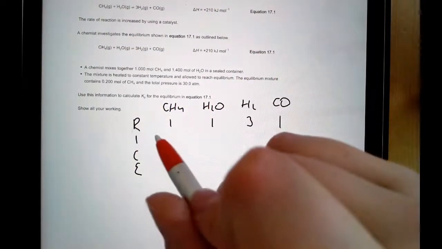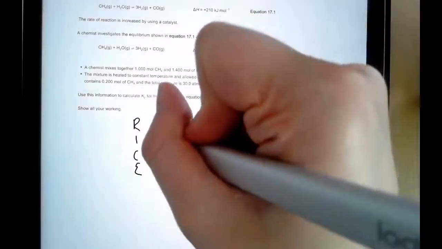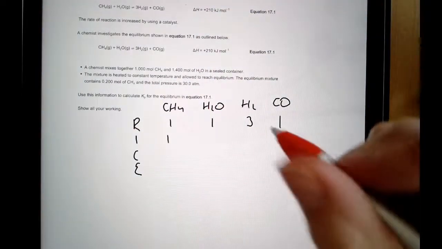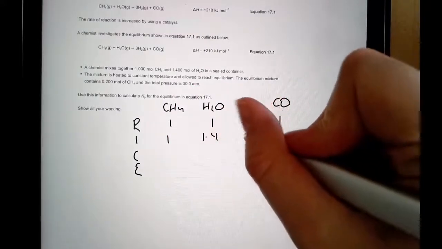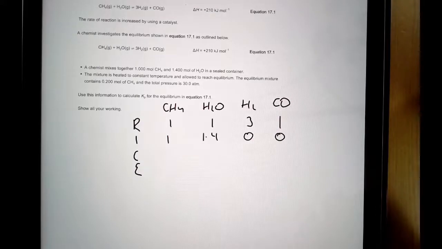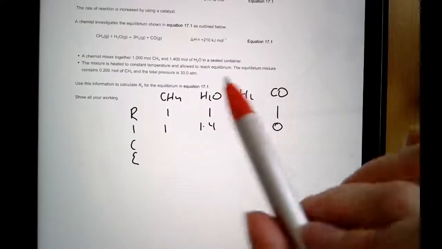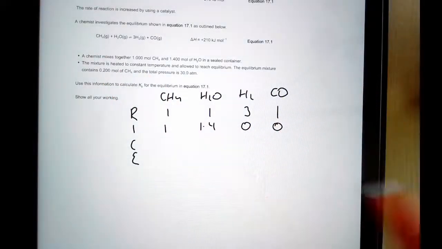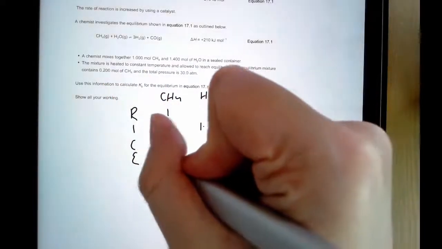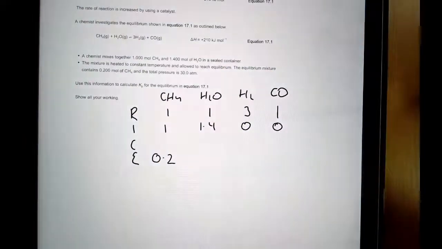Initial moles of CH4, I'm told, is 1. The initial moles of H2O, I'm told, is 1.4. And I know the initial moles of H2 and CO is going to be 0, because they're the products, and at the start of the reaction, they're not going to be present. The other piece of information I'm given is the equilibrium mixture contains 0.2 moles of CH4. So they've told me at equilibrium, I've got 0.2 moles.